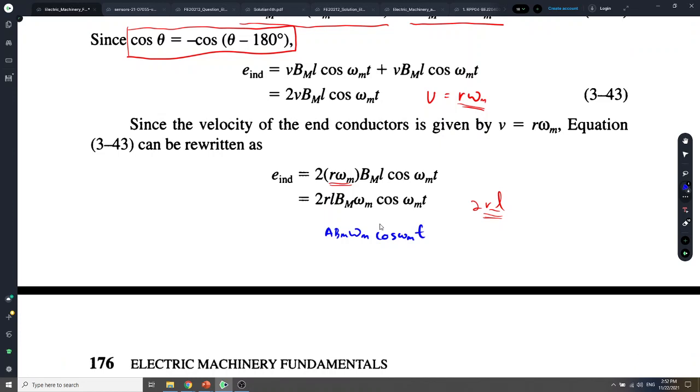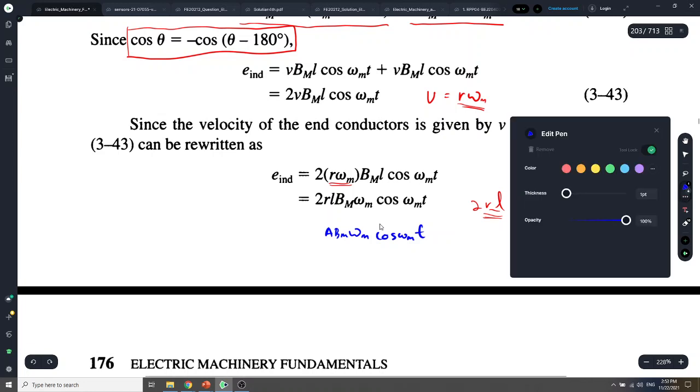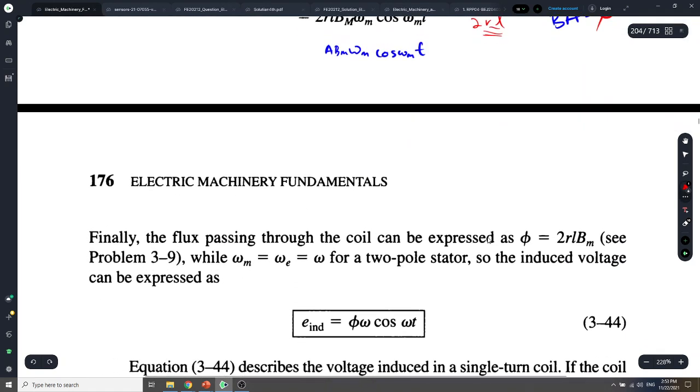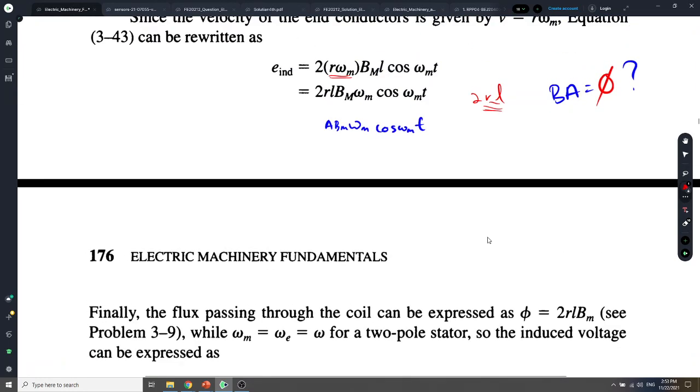BA. BA tu sama dengan, BA is equal to what? BA is equal to flux. Okay, masih ingat tak? So kita pun tukarkan BA tu jadi flux. So dia jadilah flux omega M cos omega T. Okay, so this is the total induced for one coil.